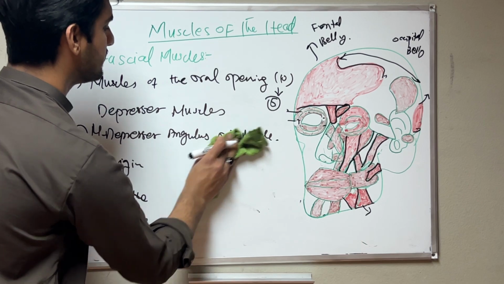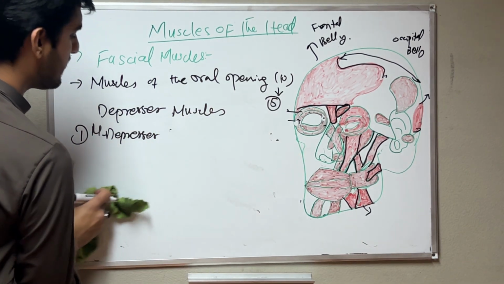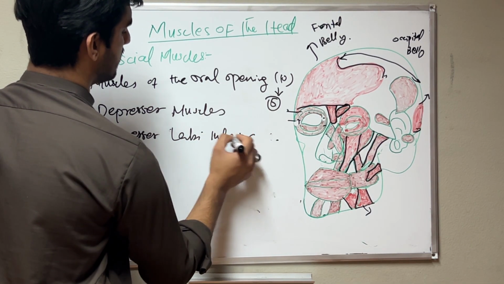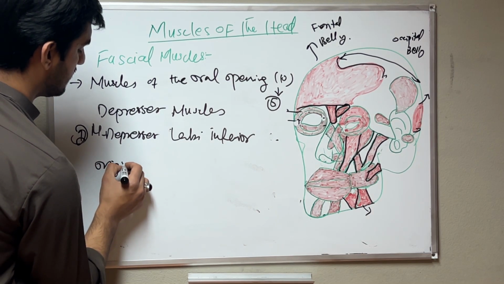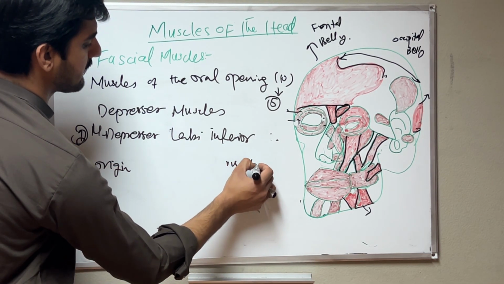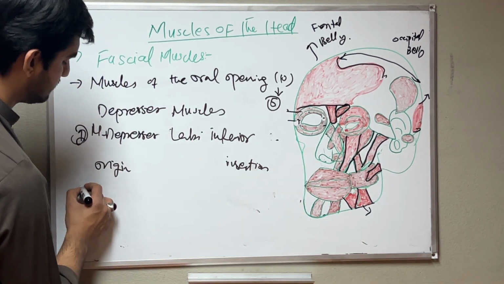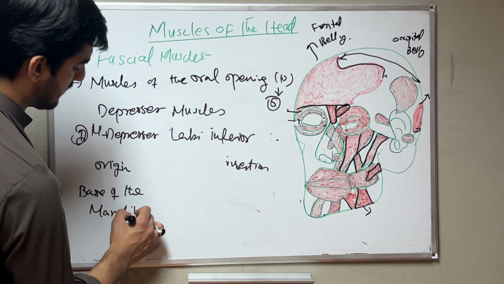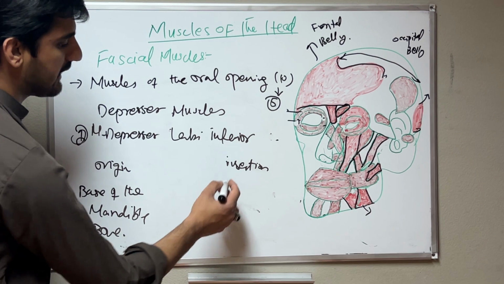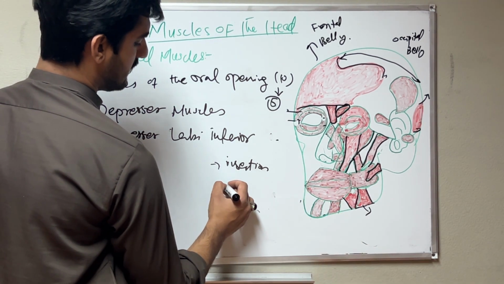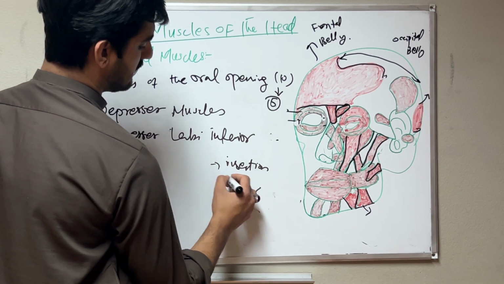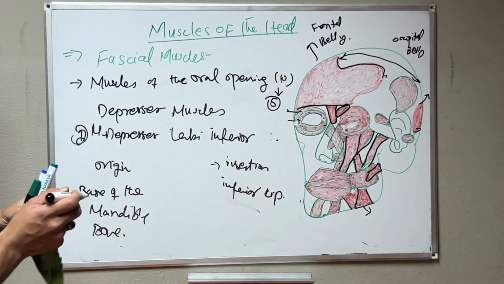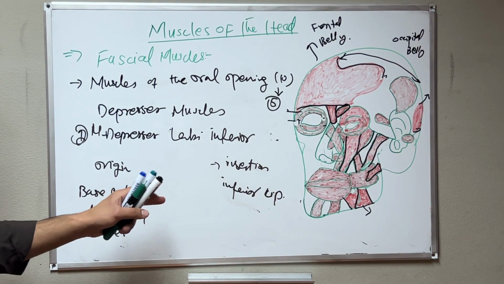Then we have the second muscle, musculus depressor labii inferioris. The origin is the same, but the insertion is different. The origin is the same, from the base of the mandible bone, and the insertion is the inferior lip. These are the origin and insertion of the depressor muscles of the angle opening muscles.